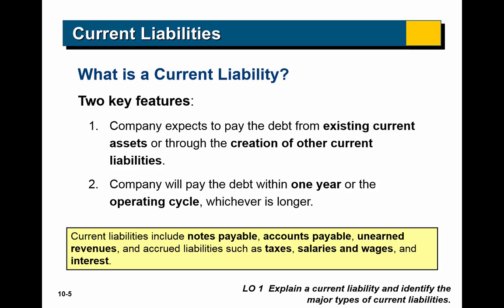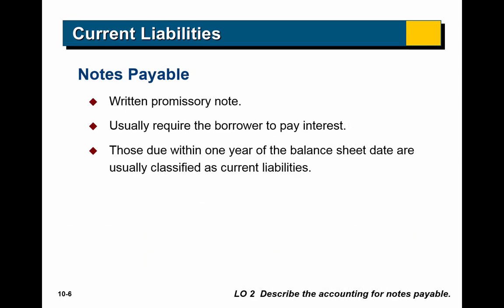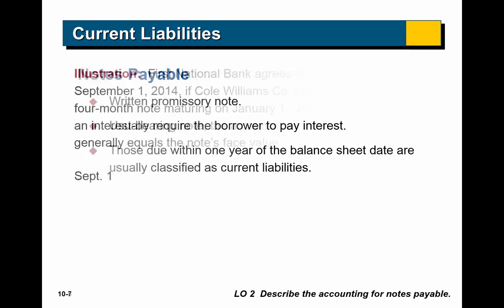All the rest of the current liabilities covered here are more formal, where you write up a note, or that arise from some type of other transaction involving taxes or other things, and you'll see as we go through them. So the first is a note payable. That's usually a written note. It usually requires the borrower to pay interest, and they're usually due within a year because we consider them to be short term. A note payable that extends beyond 1 year wouldn't be considered a current liability. It would be a long-term or non-current liability.